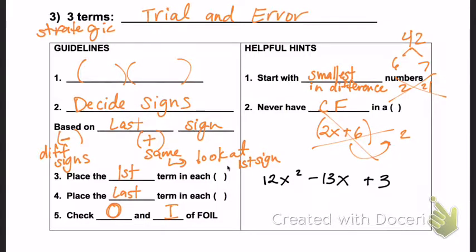So let's try this using the trial and error method. First step is I'm going to put my two parentheses. Next step is I'm going to look at the signs. So I look at my last sign. My last sign is plus. So that means that they're both going to be the same sign. How do I tell whether they're both pluses or they're both minuses? I look at the first sign. First sign is negative, so that means I put minus, minus.